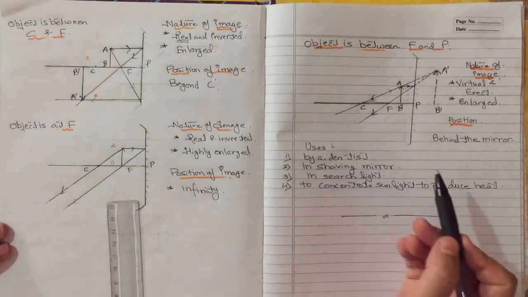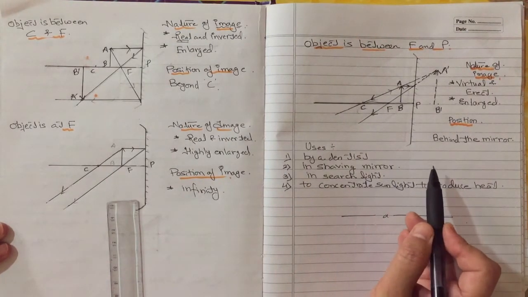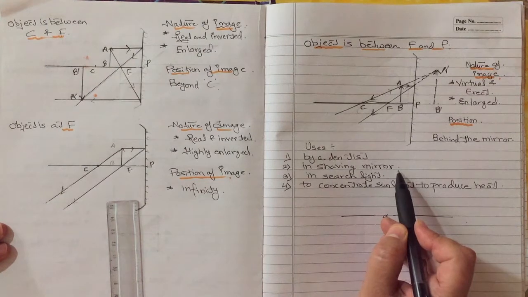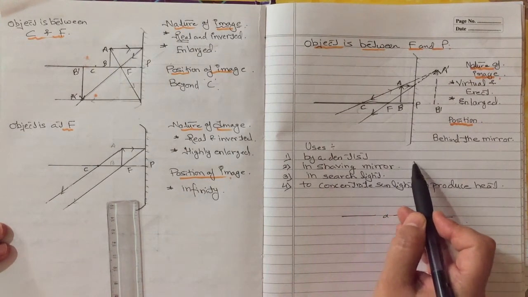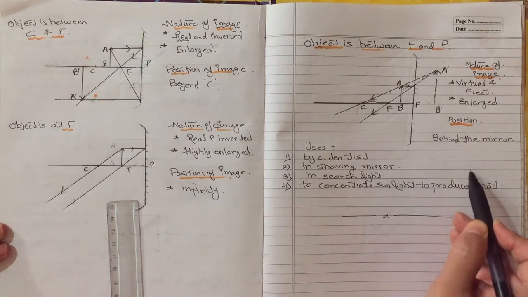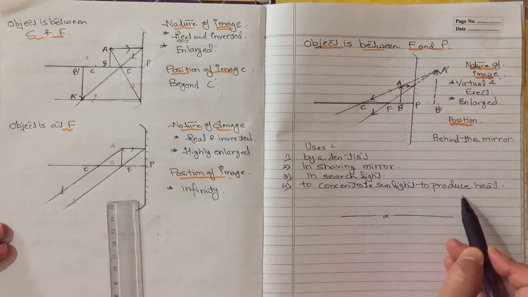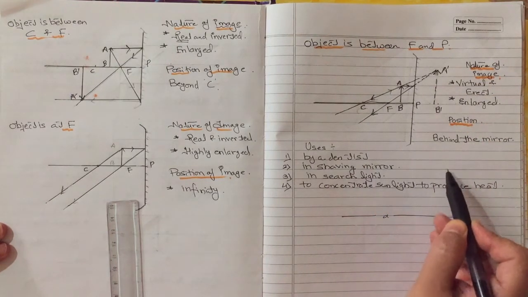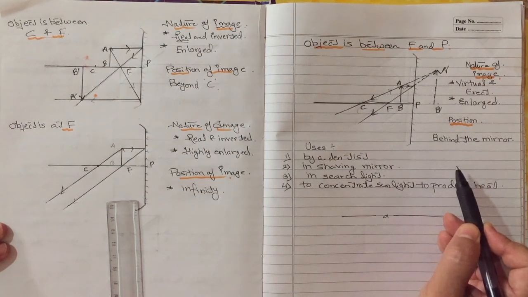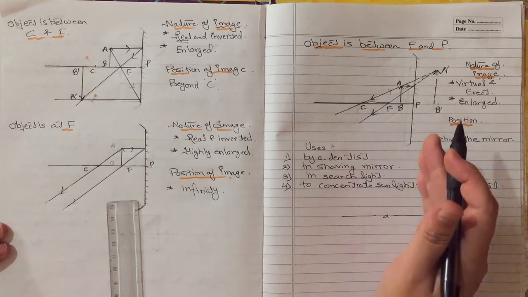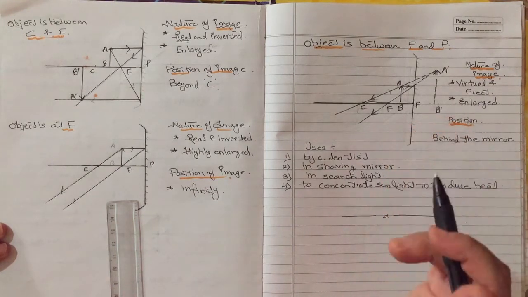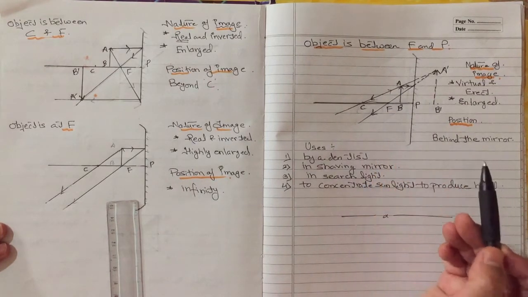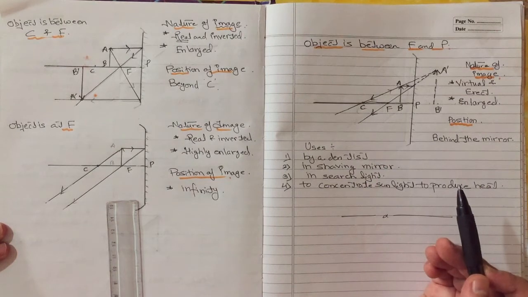Now let's see the uses of concave mirror. Concave mirror is used by dentists. It is also used as a shaving mirror. Why are we using it over here? Because we want to see an enlarged image of an object. Whenever you want to see the enlarged and erect image of an object, the concave mirror is used. So the mirror should be placed near to the object, so that the object falls between the focus and the pole of the mirror.